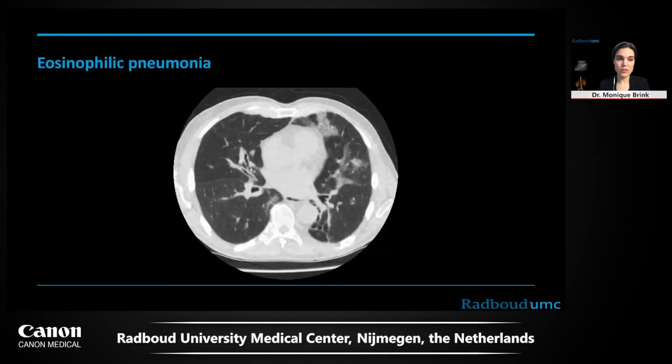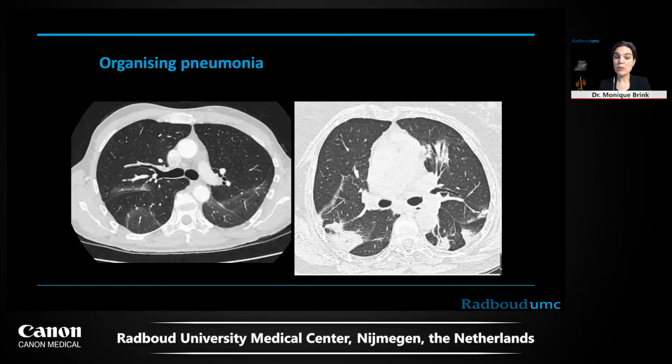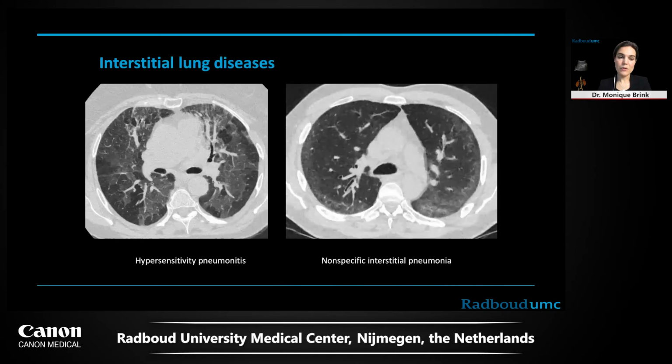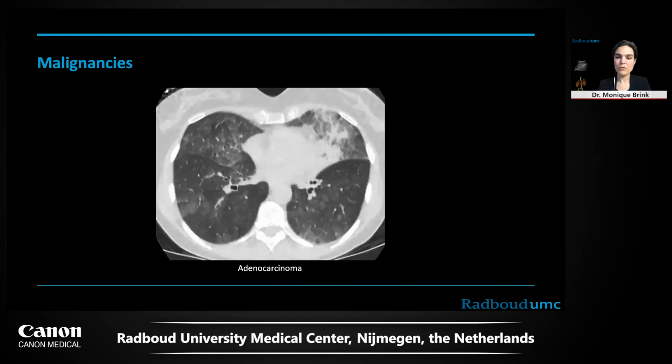Other rare entities such as eosinophilic pneumonia, organizing pneumonia, or pneumonitis, but it can be helpful to look at the history of the patient and previous CT scans and knowing whether or not the patient was on medication or radiation therapy. And finally, of course, interstitial lung diseases can also give bilateral ground glass, including hypersensitivity pneumonitis and NSIP. And finally, and very rare, lymphoma or adenocarcinoma can, of course, also give bilateral ground glass.